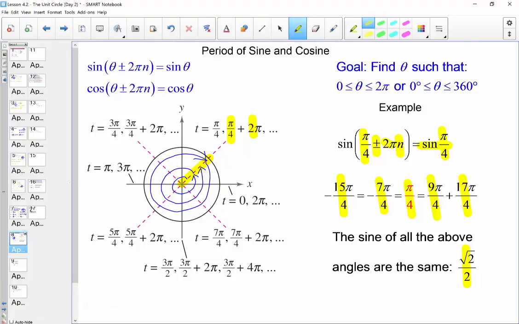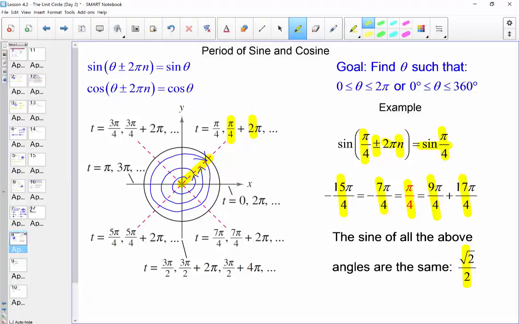What this means in practical terms is that if you're given a problem with an angle that's greater than 2 pi or less than 0 radians, you can find a coterminal angle somewhere between 0 and 2 pi to solve that trig function. The answers of both angles will be the same because they're coterminal.